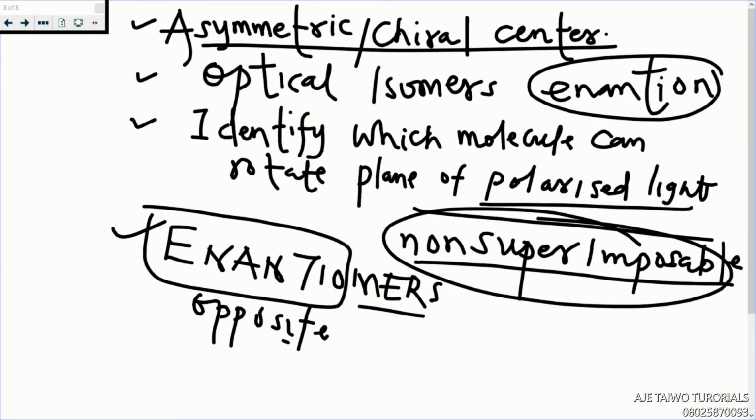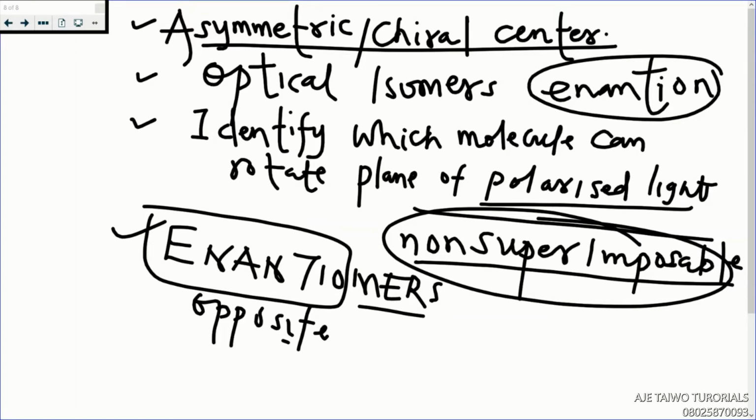Full stop. Such molecules are chiral or asymmetrical. Full stop. Paragraph.